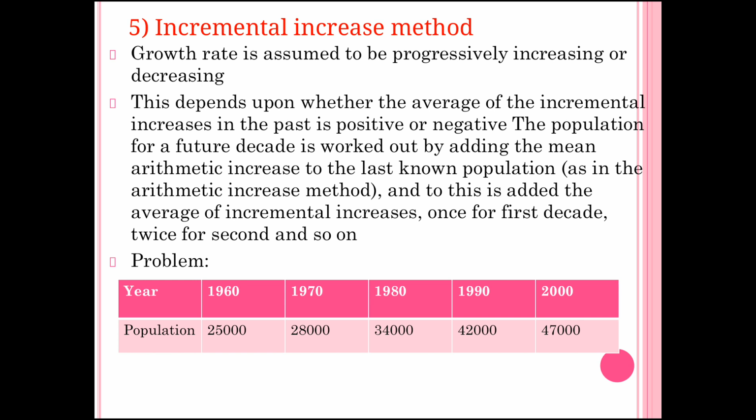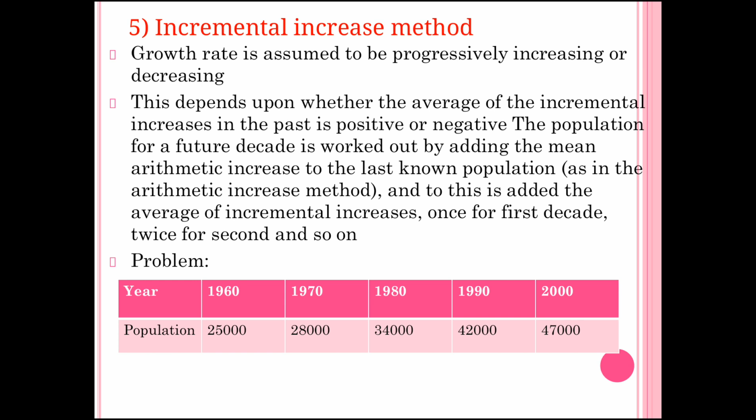Growth rate is assumed to be progressively increasing or decreasing. This depends upon whether the average of the incremental increase is positive or negative. The population for a future decade is worked out by adding the mean arithmetic increase to the last known population, as in the arithmetic increase method, and to this is added the average incremental increase once for the first decade, twice for the second, and so on. So now let us see the problem.